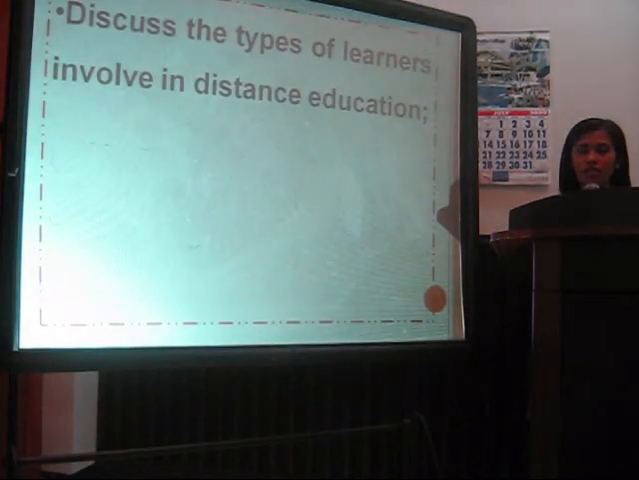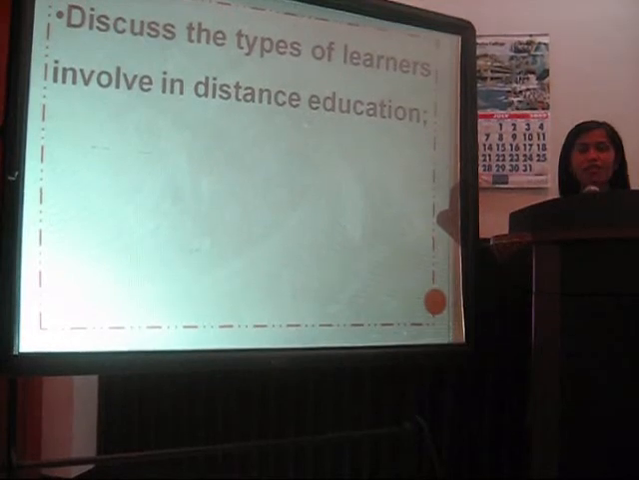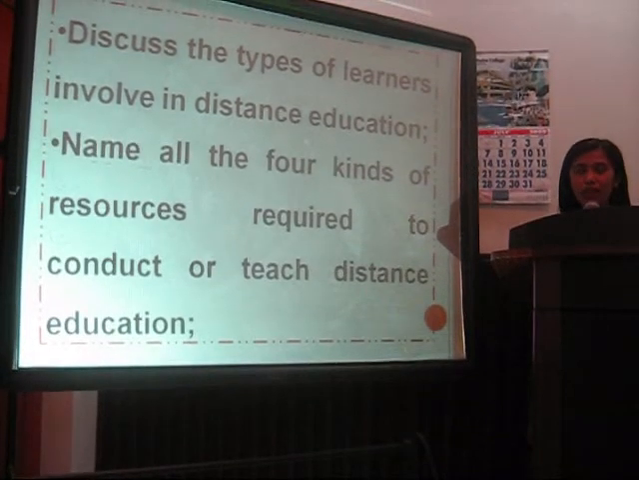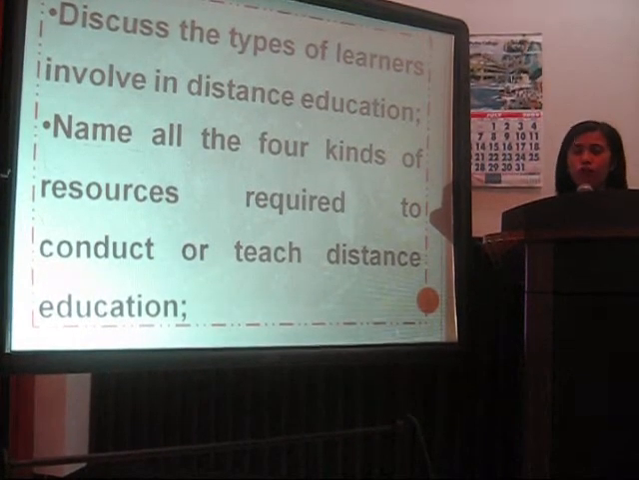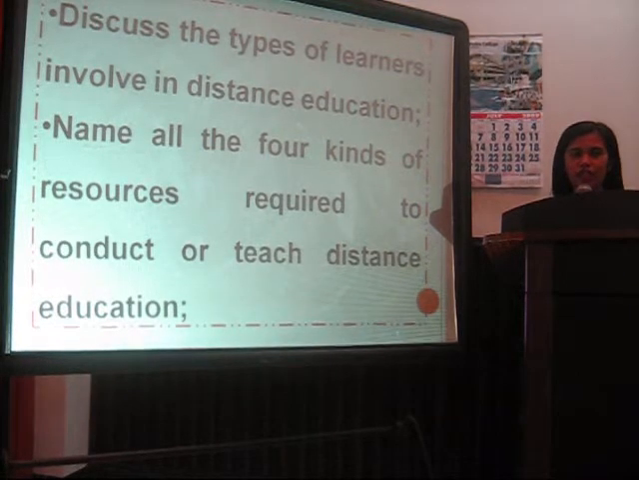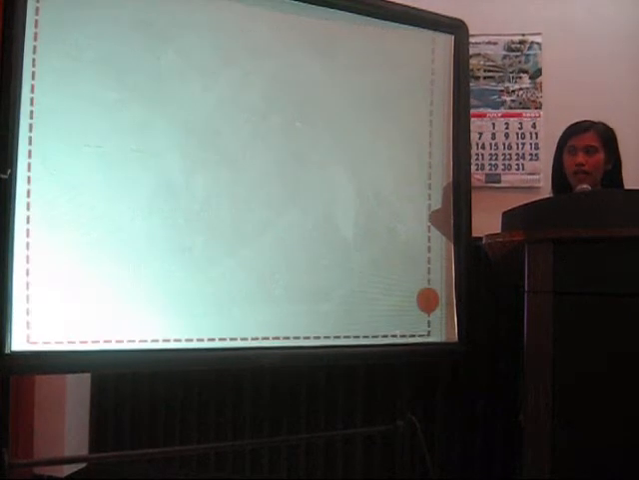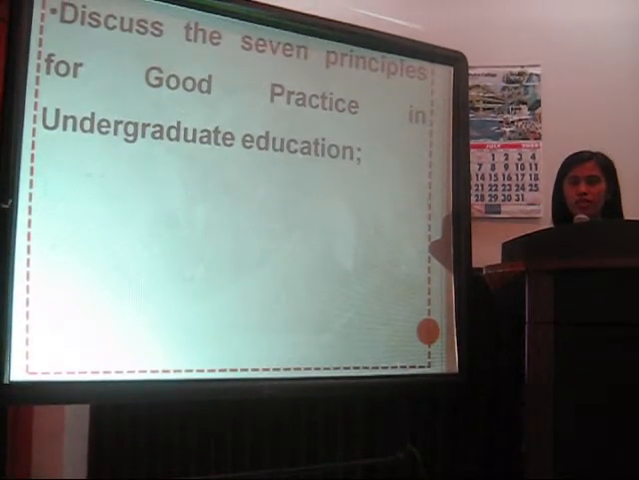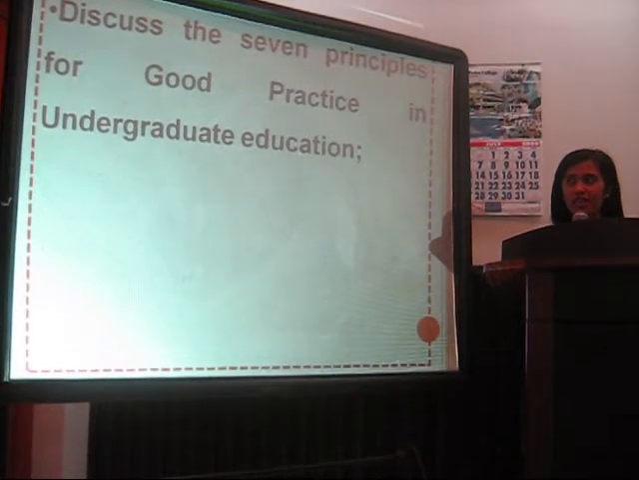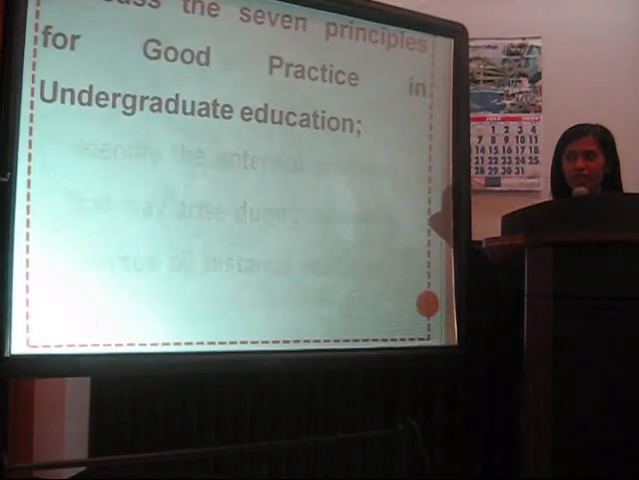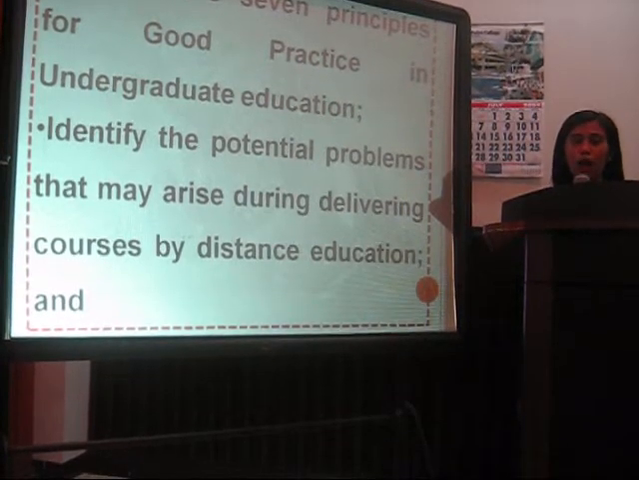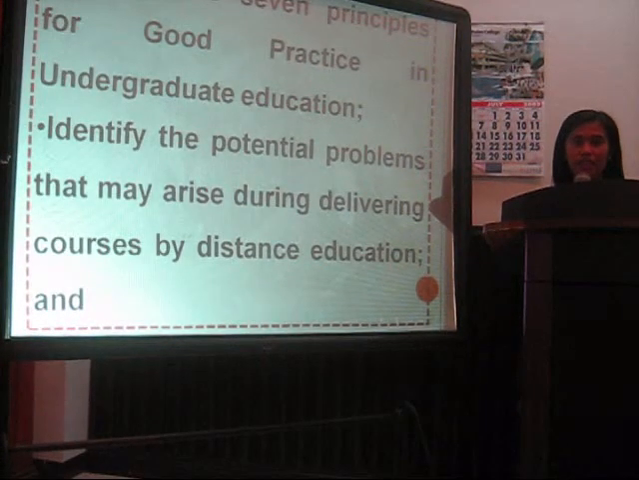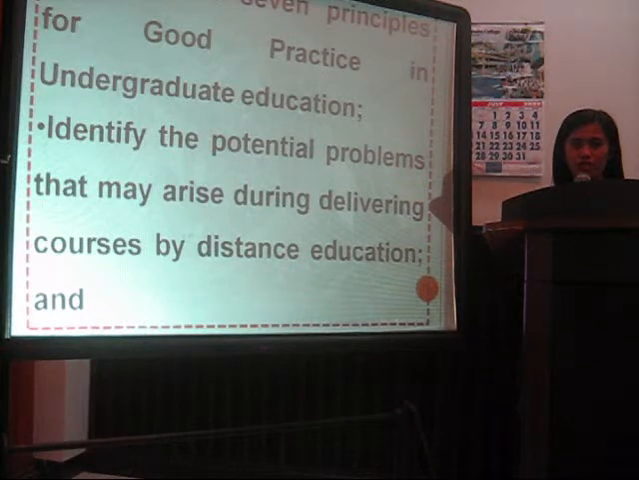Fifth, discuss the types of learners who are involved in conducting distance education. Next, name all the 4 kinds of resources required in conducting this method. Next, discuss how to use the method as well as the 7 principles for good practice in undergraduate education. And lastly, identify the potential problems that will arise in delivering the course of distance education.